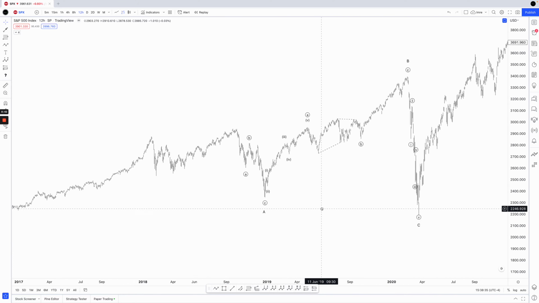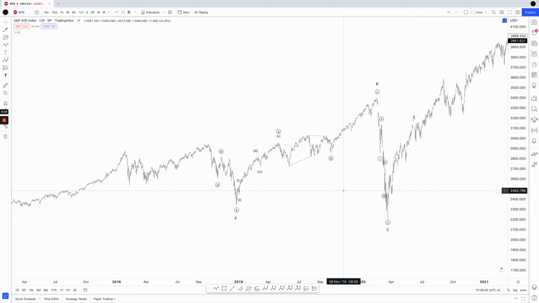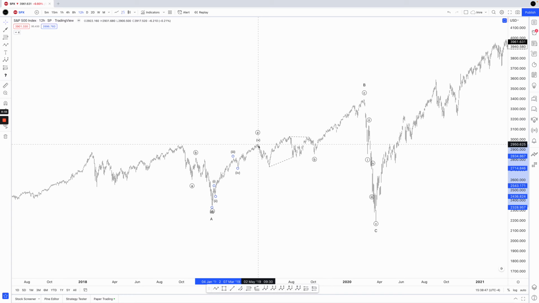Now here are some other clues. So I've labeled this larger flat, and wave C of that flat, this expanded flat, ended in March of 2020, right? The COVID flash crash. Okay, so there are some other clues that we can discern. Now I remember this because I was tracking the market in real time, right? Back at the turn of the new year, beginning of 2019, I was following this corrective setback, okay?